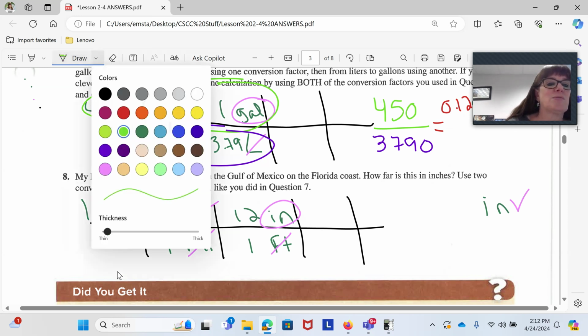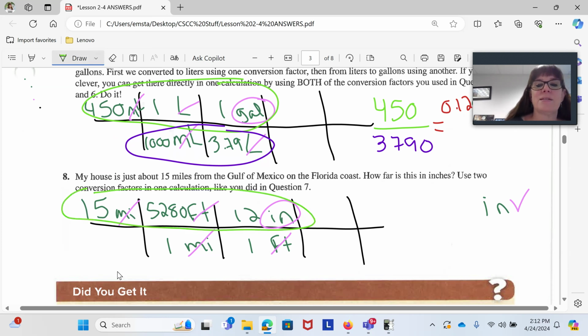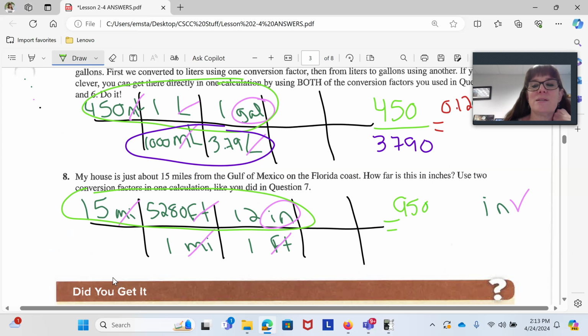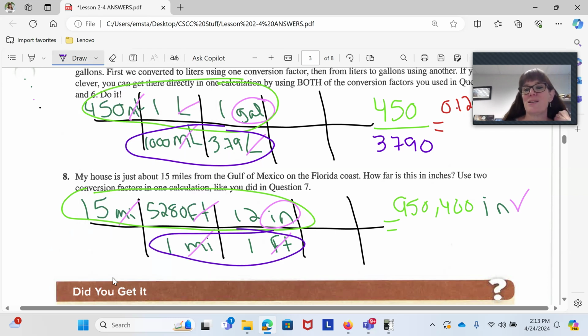And again, that consists of multiplying everything on top. Definitely want my calculator for that. So I'm going to take 15 times 5,280 times 12. And I get something very large. I get 950,400. Now we should at least acknowledge that we've thought about the bottom. The bottom's all ones. So I divide by 1. So my answer is done. It's 950,400 inches. Which I don't think you'd ever want to measure that way.